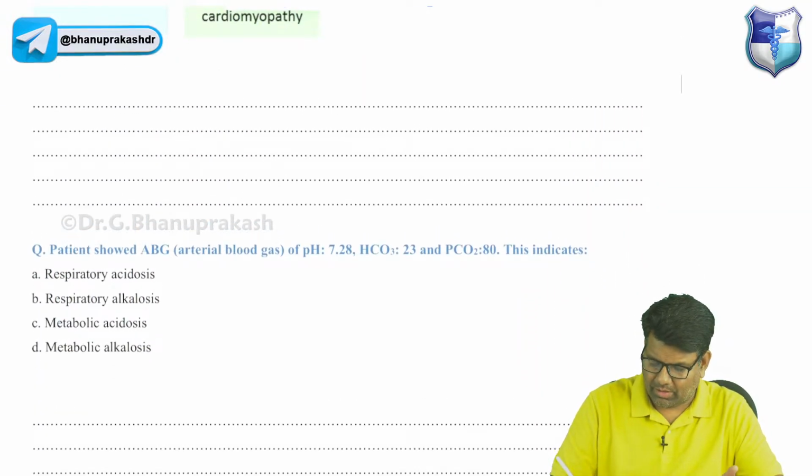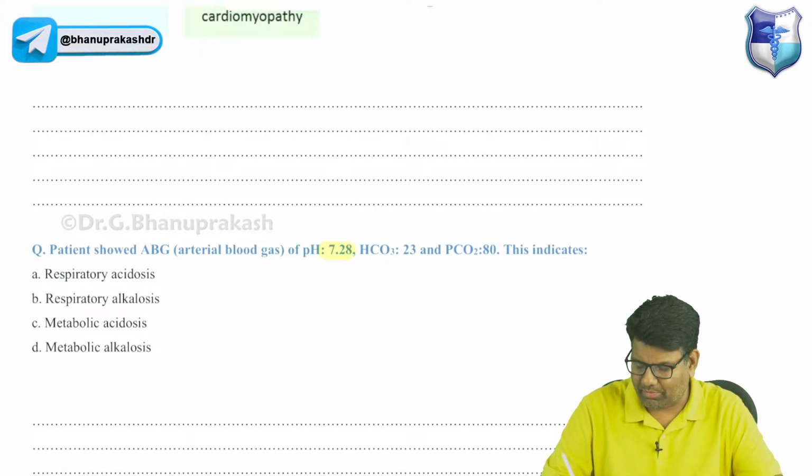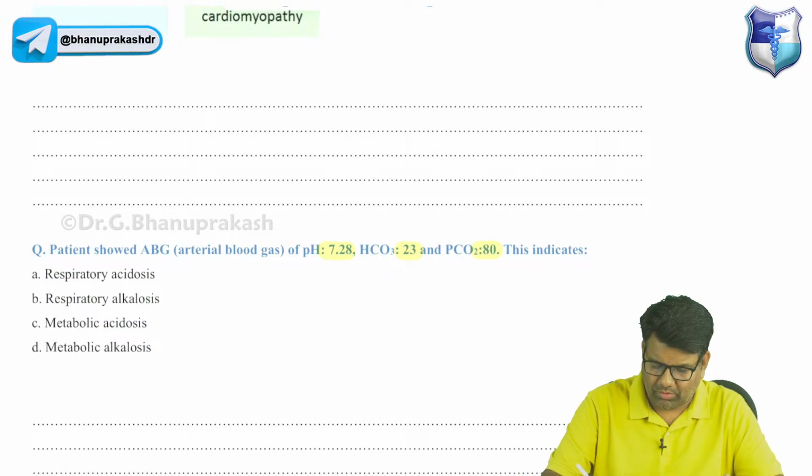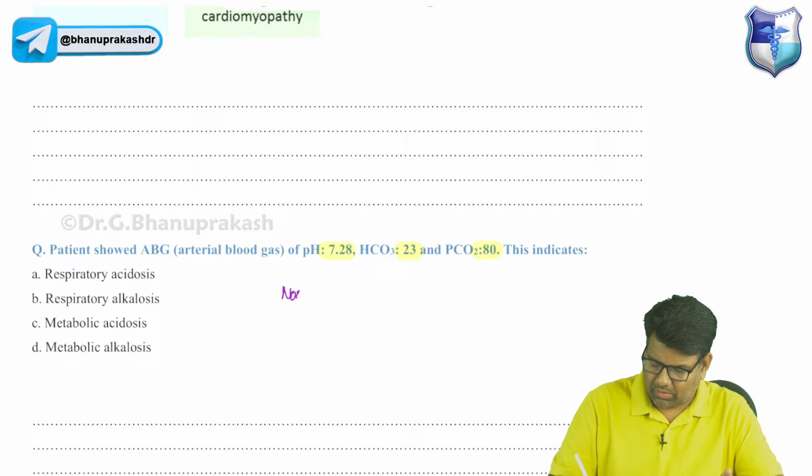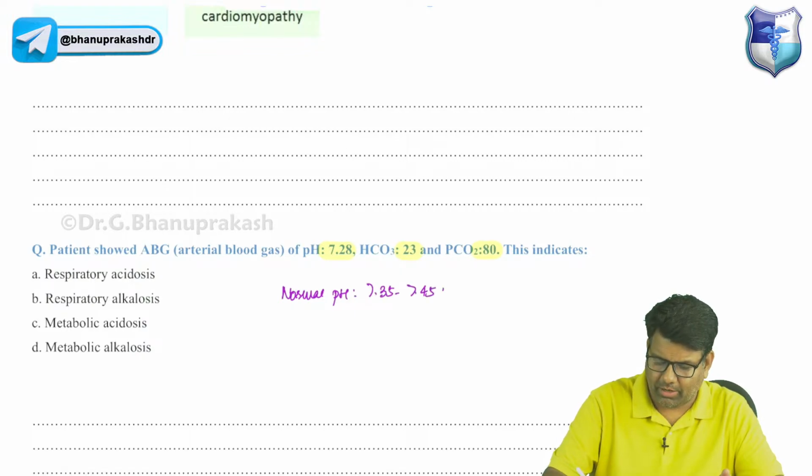Now, on arterial blood gas analysis, pH was 7.28, bicarbonate 23, and PaCO2 is 80. I think this is one of the easiest questions which you can answer easily. The normal value for pH is around 7.35 to 7.45. Here, any value less than 7.35 is acidosis. One thing is clear, that this is a case of acidosis.